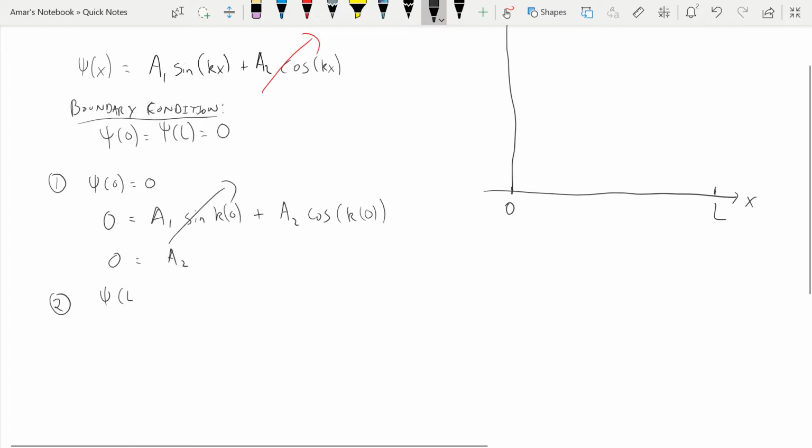Psi of L equals 0. All right, so 0 is equal to A1 times sine of kx. It's going to be L, x. Oh, yeah, thank you. Yep, thank you for that. All right, sine of k times L.